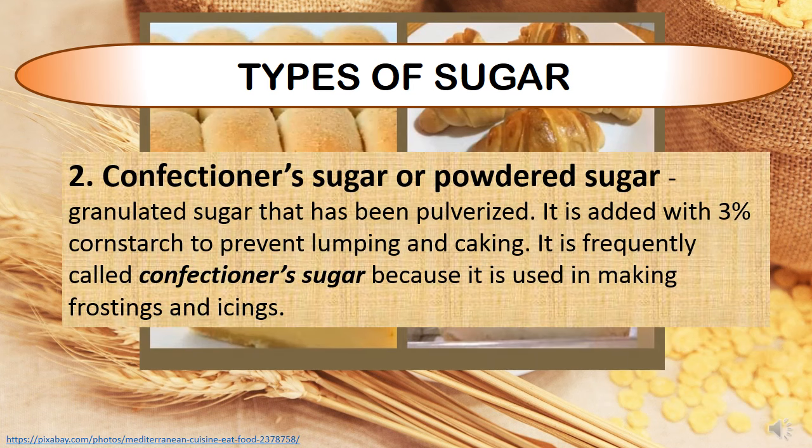The next type of sugar is confectioner's sugar or powdered sugar. It is a granulated sugar that has been pulverized. It is added with 3% cornstarch to prevent lumping and caking. It is frequently called confectioner's sugar because it is used in making frostings and icings.